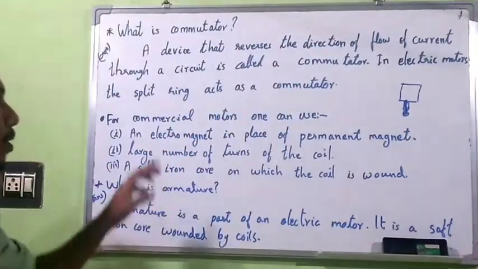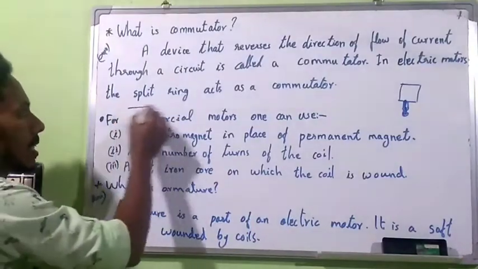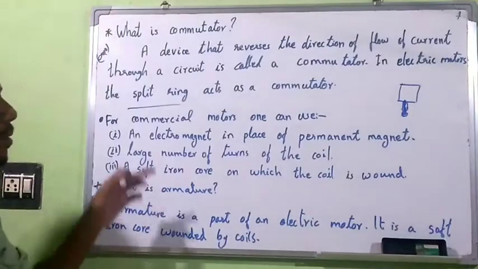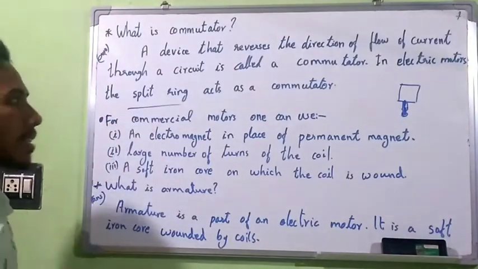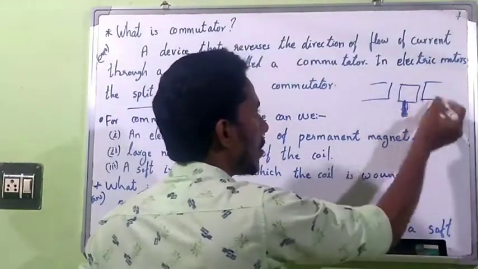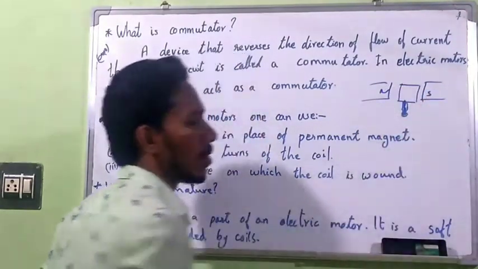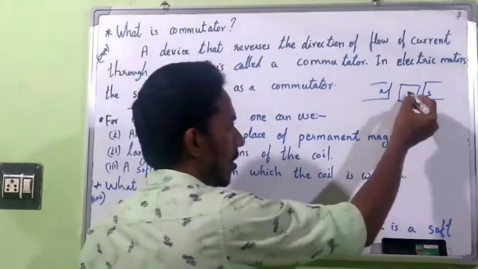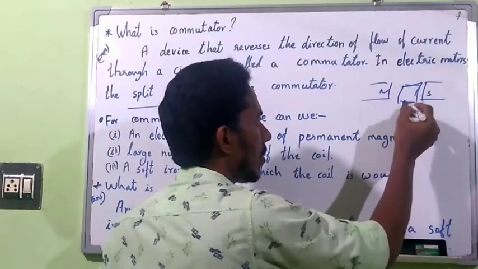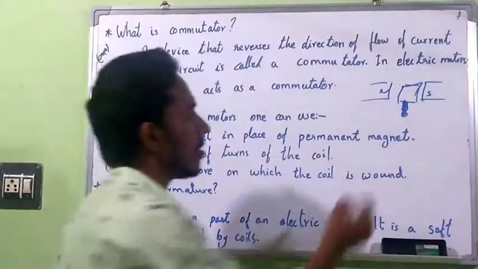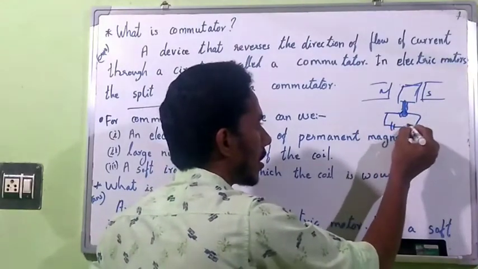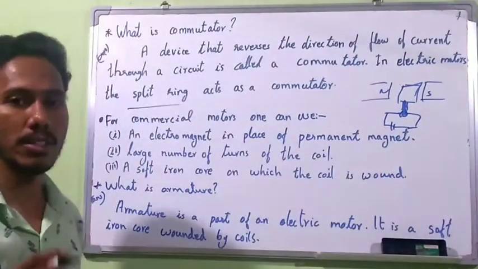In an electric motor, we use a split ring as a commutator. In electric motors, the split ring acts as a commutator. This is an electric motor. These are magnets, north and south. This is the armature coil, and we place a split ring at this portion. This split ring helps to reverse the direction of flow of current.